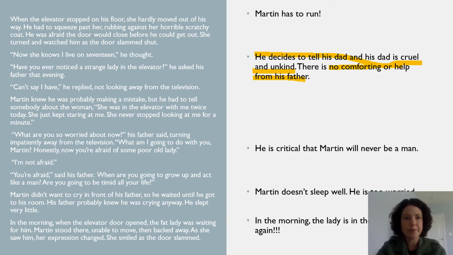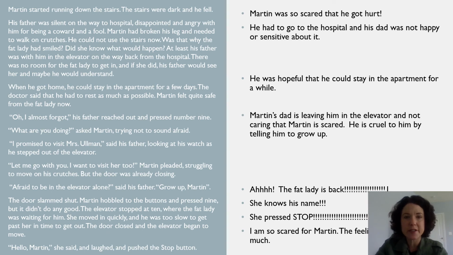Let's finish this up. Martin started running down the stairs. The stairs were dark and he fell. His father was silent on the way to the hospital. Disappointed and angry with him for being a coward and a fool, Martin had broken his leg and needed to walk on crutches. He could not use the stairs now. Was that why the fat lady had smiled? Did she know what would happen? At least his father was with him in the elevator on the way back from the hospital. There was no room for the fat lady to get in, and if she did, his father would see her, and maybe he would understand.